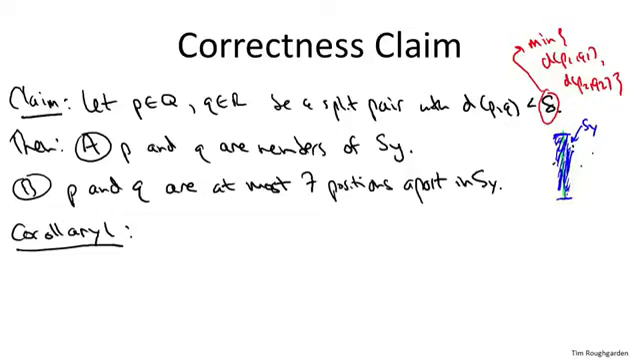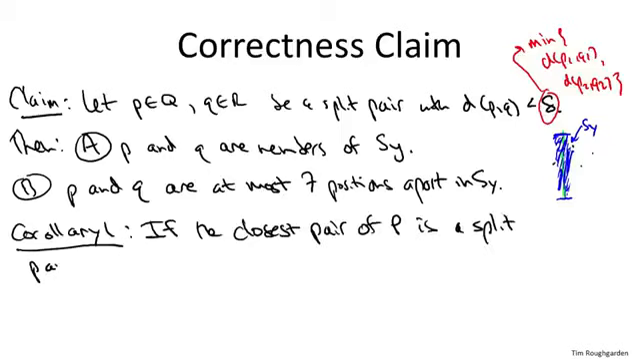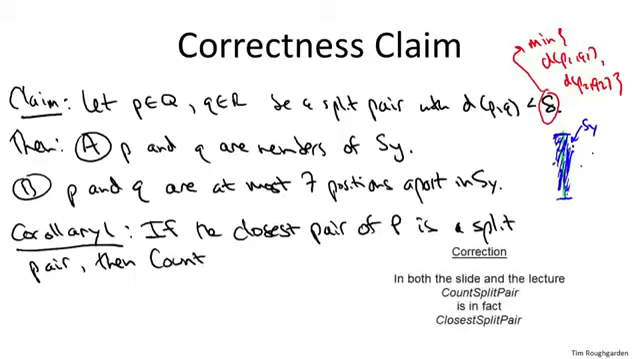So if this claim is true, then so is the following corollary, which I'll call corollary 1. Corollary 1 says, if we're in the unlucky case that we discussed earlier, where the closest pair of points in the whole point set P does not lie both on the left, does not lie both on the right, but rather has one point on the left and one on the right, that is, it's a split pair, then in fact the CountSplitPair subroutine will correctly identify the closest split pair, and therefore the closest pair overall. Why is this true?